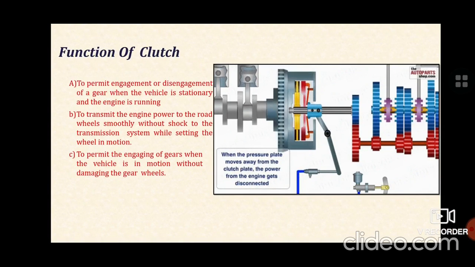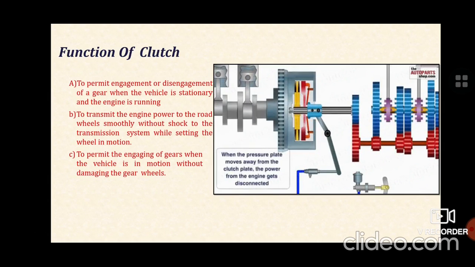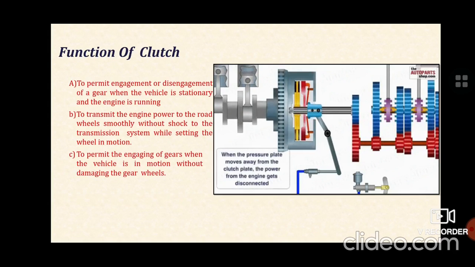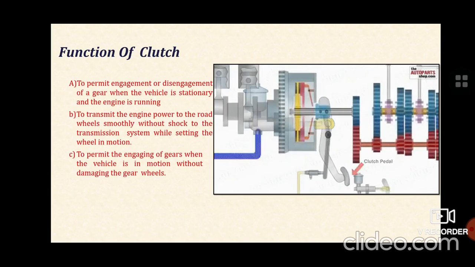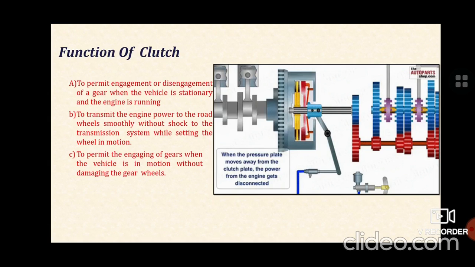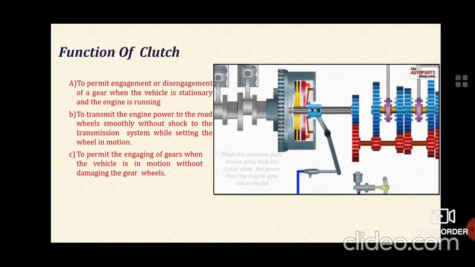So the functions of clutches: it is to permit engagement or disengagement of gear when the vehicle is stationary and engine is running. Then second function, to transmit the engine power to the road wheels smoothly without shock to the transmission system while setting the wheel in motion, and to permit the engaging of the gears when the vehicle is in motion without damaging the gear wheels.